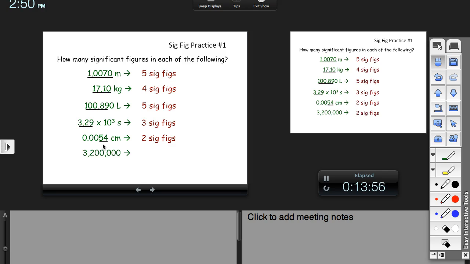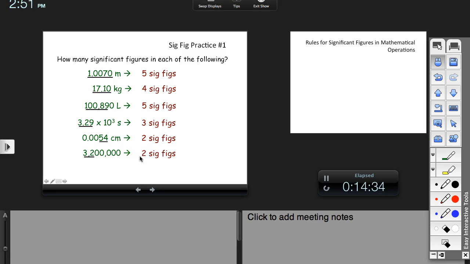All right, let's check out the next one. 3,200,000. All right, let's see what you got. I see mostly 2s. I saw a 4 and I saw a 6. So let's talk about it. These are trailing zeros and there's no decimal present. So that means I'm just dealing with 2 significant figures, and that's it. I think that's the last one.